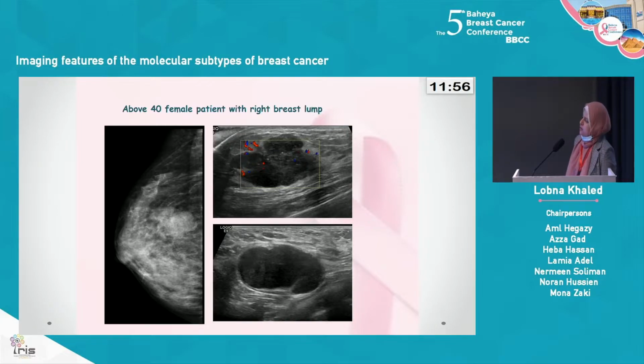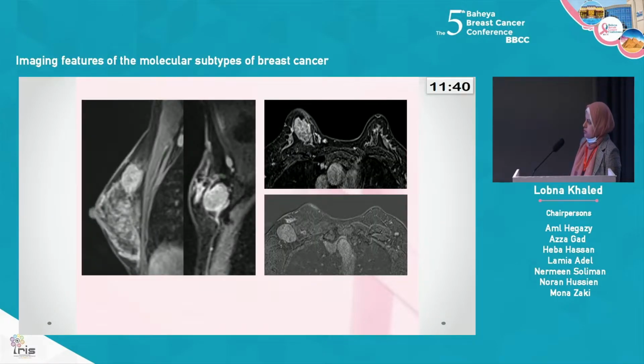Another case showing an irregular mass in the outer quadrant of the right breast on mammography, with a corresponding irregular hypoechoic mass with internal vascularity on color Doppler, and the ipsilateral pathological axillary lymph node in ultrasound. In MRI, the mass elicits heterogeneous post-contrast enhancement, with the ipsilateral pathological axillary lymph node noted.